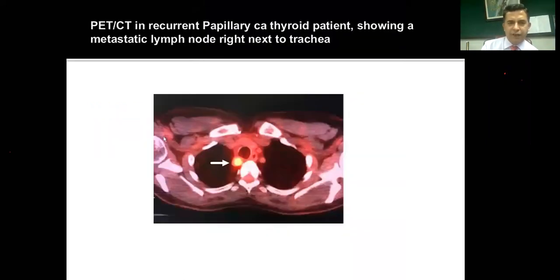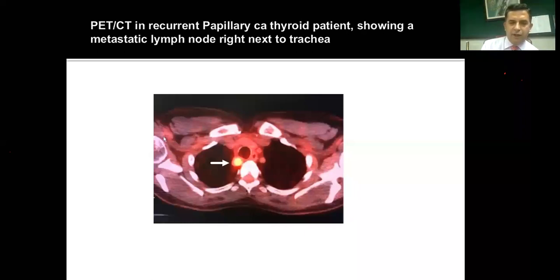Now, I was telling you about the PET CT, where we can use hybrid imaging techniques. You can see this is a CT scan, and you can see a lymph node right next to the trachea, and these are the superimposed images. The nuclear medicine images and the CT images are superimposed.